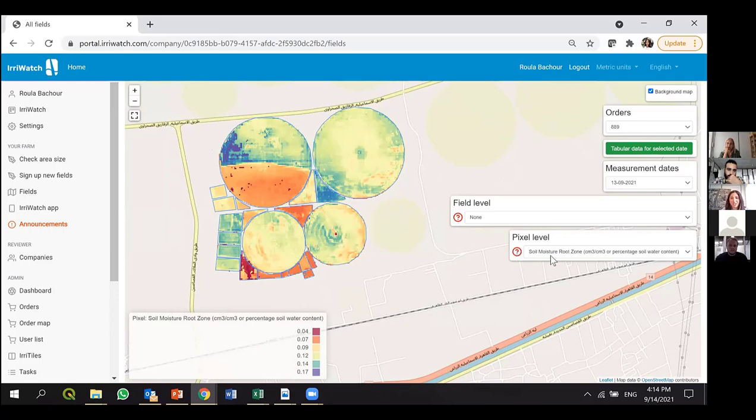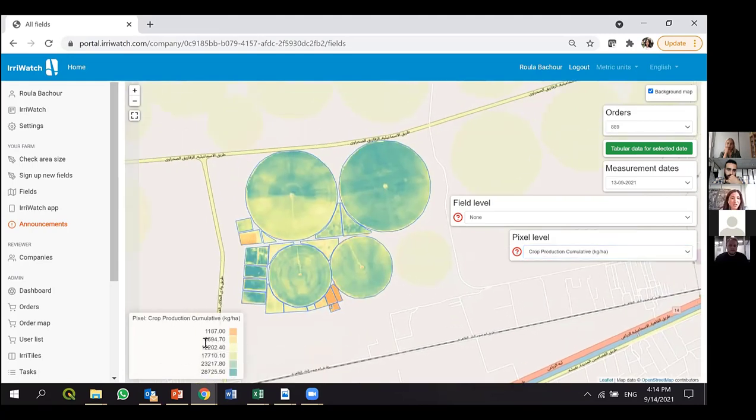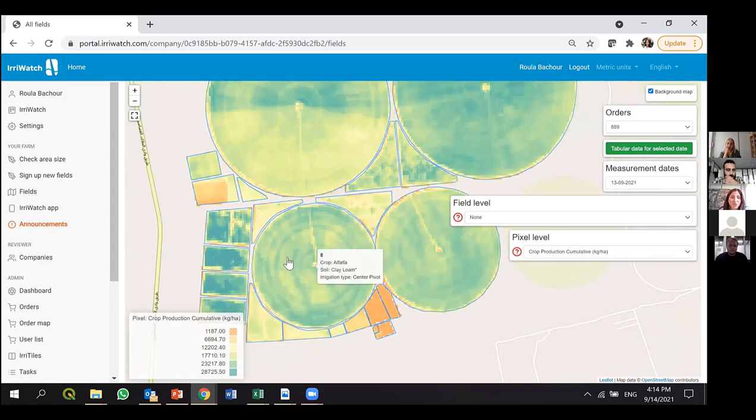But not only irrigation advice, but also, I'm going to show crop production. Okay, so this is maybe cumulative crop production. So this is how much dry matter is being produced in the plots in kilograms per hectare. Okay, so this is cumulative. We also give it day by day. So this is related to production.